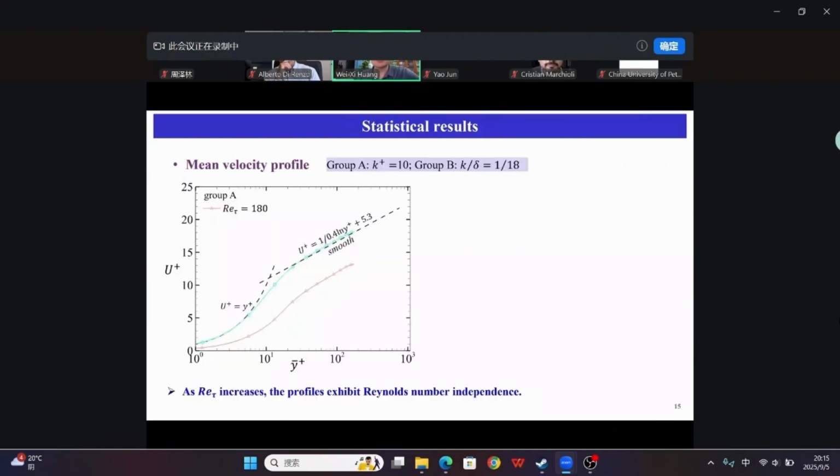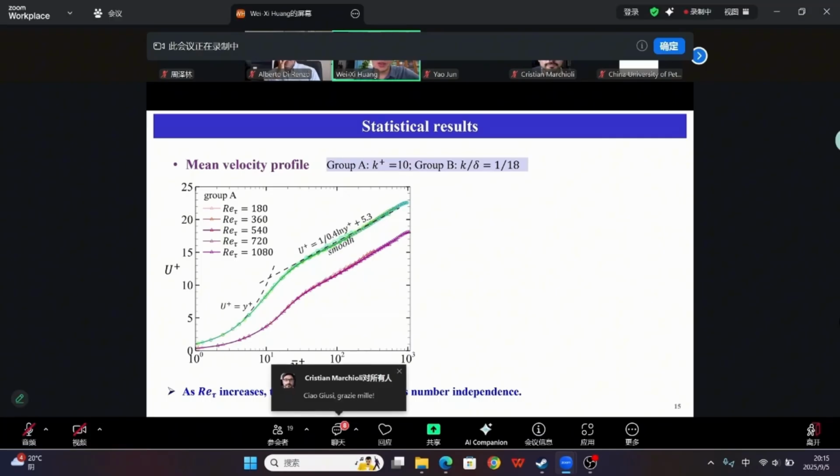And we first check the mean velocity profile. For group A, the same K plus compared with the smooth case. So the rough wall case has a downward shift of the mean velocity profile. But as the Reynolds number increases, for the same K plus, the velocity profile is collapsed, but the log layer becomes longer. So this kind of downward shift is the roughness function.